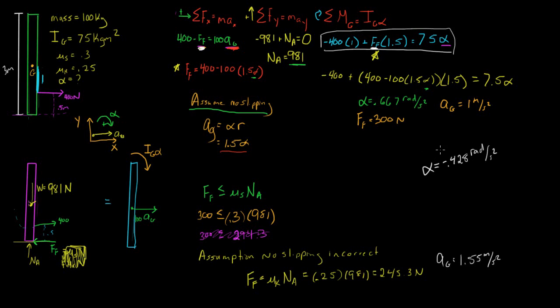Now what does this tell us? This minus sign means it's not going in the direction that we defined our positive alpha to be in, our positive angular acceleration. It's going in the counterclockwise direction. So alpha is equal to 0.428 radians per second squared in the counterclockwise direction.